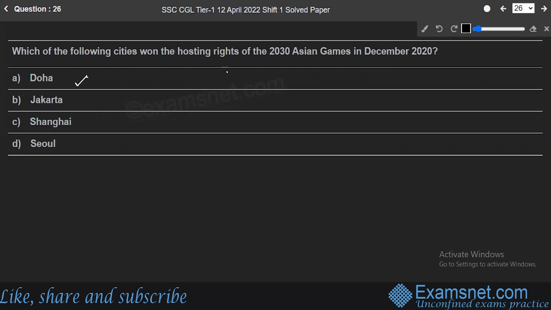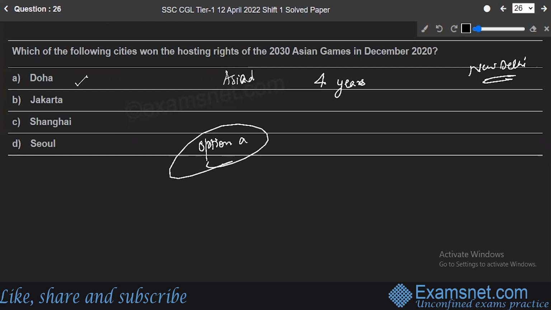Asian Games are also called Asiad, and it's held after every 4 years among athletes from all over Asia. The first Asian Games was hosted by New Delhi. All right. So the answer to the question is Doha. Doha is having the hosting rights of 2030 Asian Games in December 2020. So let's move. Hope you are clear. Option A is the answer to the question.